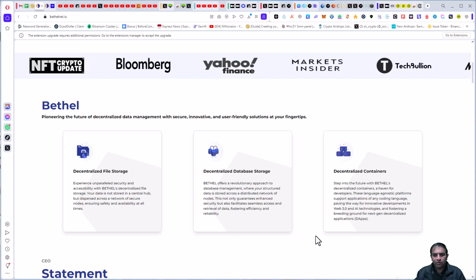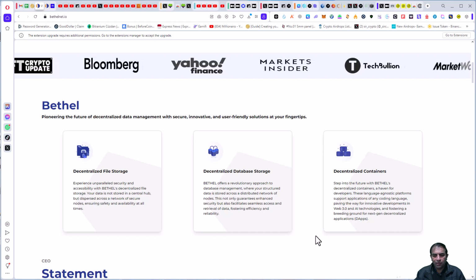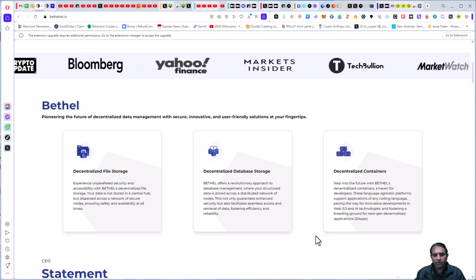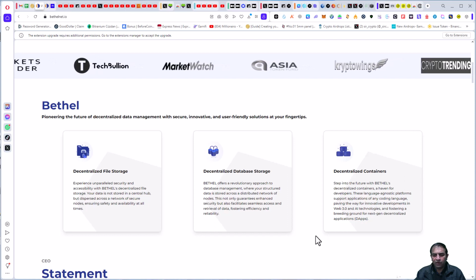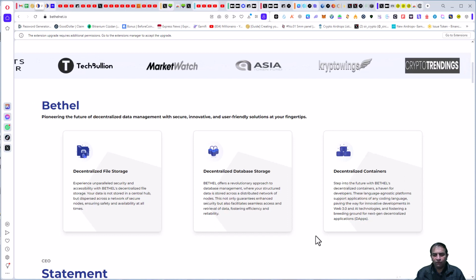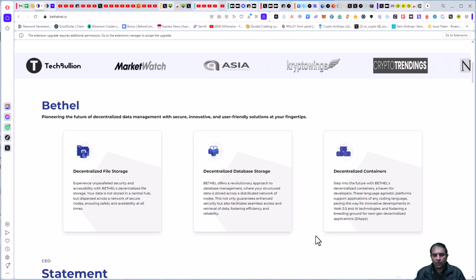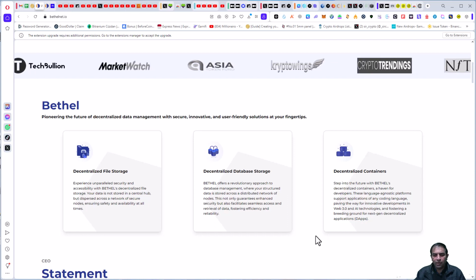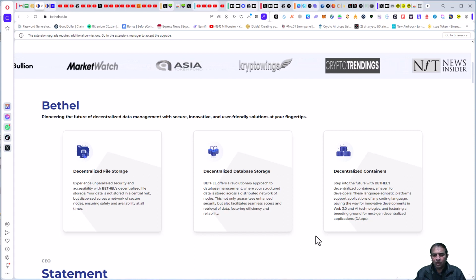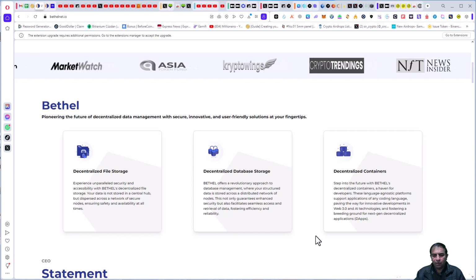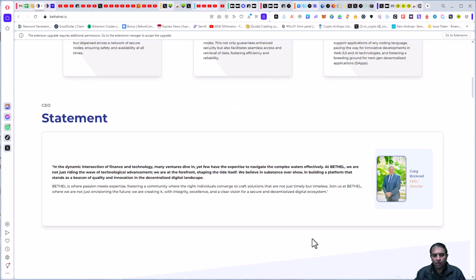Decentralized containers. Step into the future with BETHEL's decentralized containers, a haven for developers. This language-agnostic platform supports applications of any coding language, paving the way for innovative development in Web3 and AI technologies, and fostering a breeding ground for next generation decentralized applications.